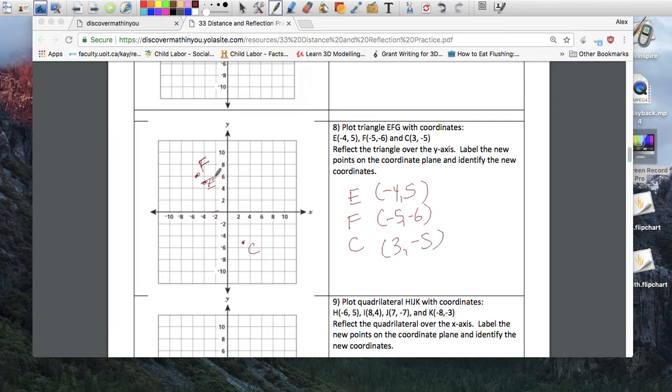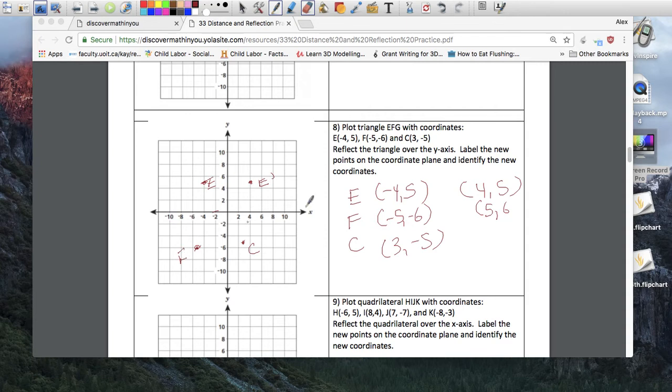So point E is going from quadrant 2 to quadrant 1, and in quadrant 1 everybody's positive, so it becomes 4 and 5, so it's going to be right here. 4 and 5. It's going to be E prime. Point F is going to also be positive, positive, 5 and 6. Oops, actually, point F I did it incorrectly. Point F should have been negative 4, negative 5, negative 6. That's why my triangle looked weird.